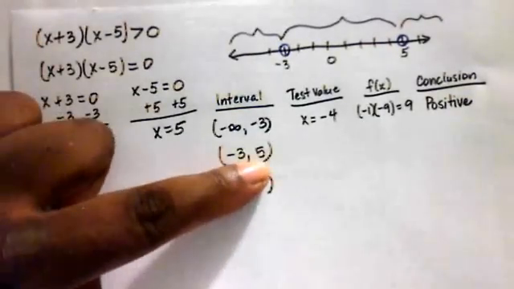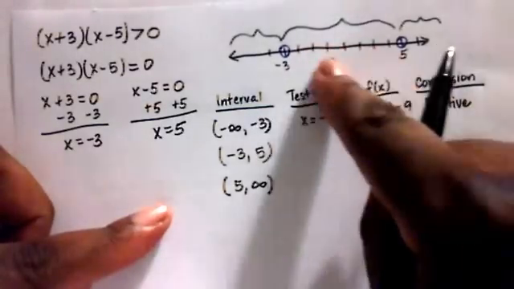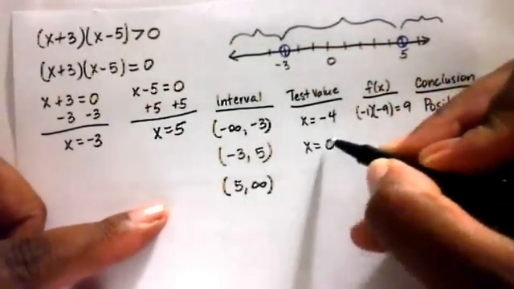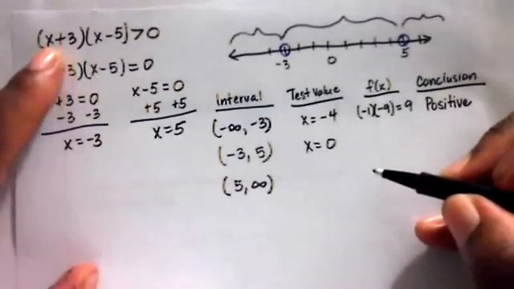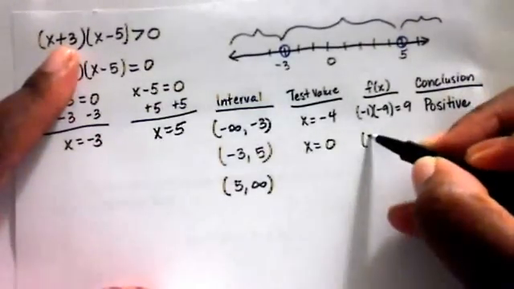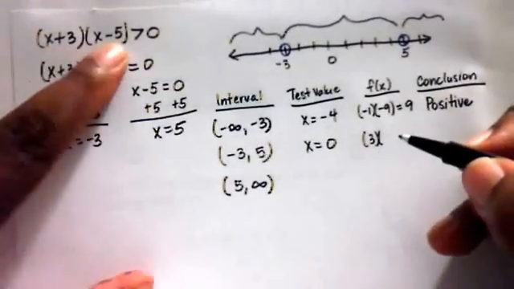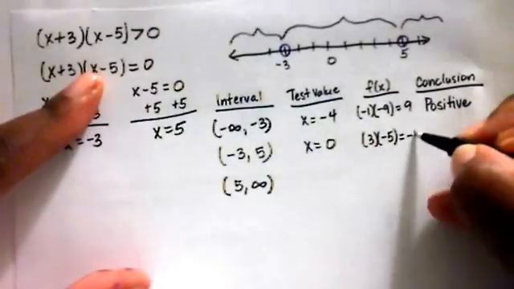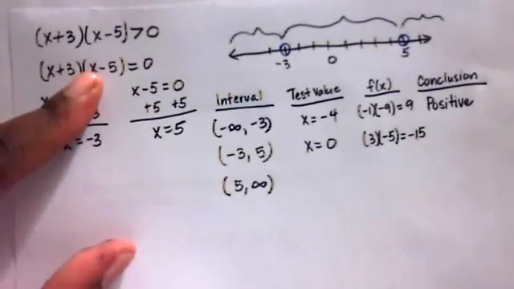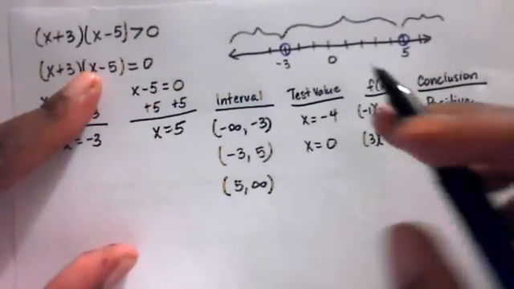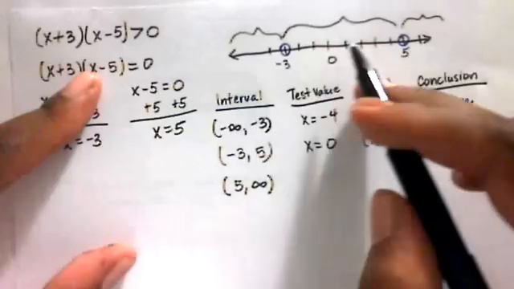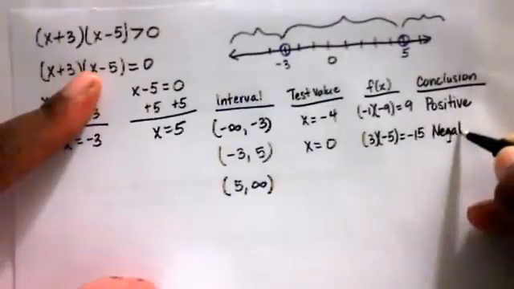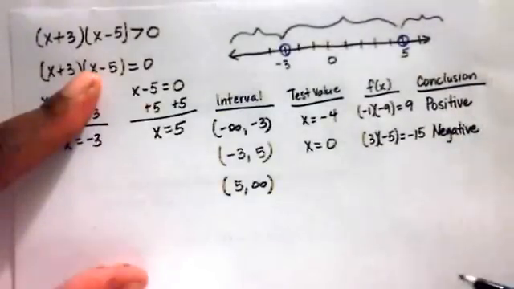Now for -3 to 5, that's this interval right here, a good test point would be x equals 0. Because if I do 0 plus 3, that's 3. And then 0 minus 5, that's -5. 3 times -5, that's -15. And -15 is negative, so that means between -3 and 5, all of my f of x values will be negative.